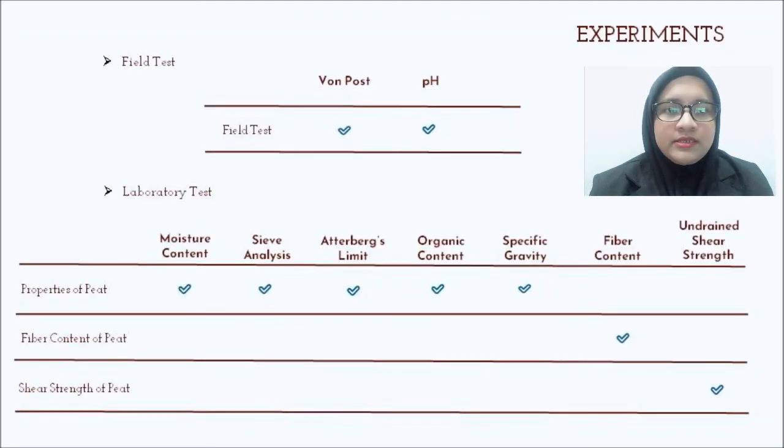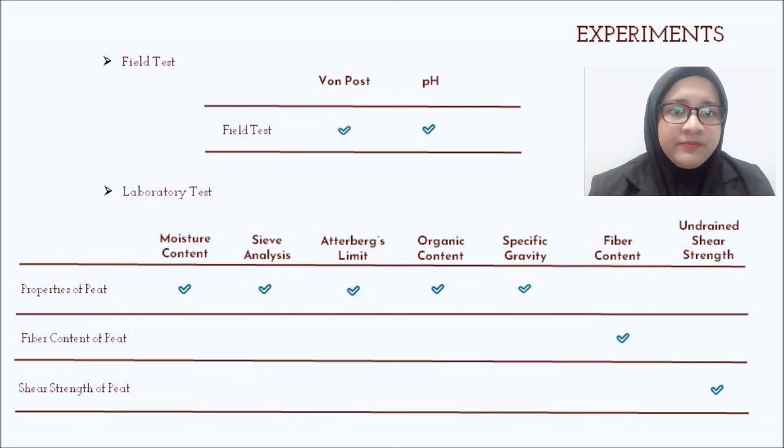Okay, these are the experiments that I'm going to conduct for this study. There are 2 types of experiments: field tests and also laboratory tests. For field tests, these tests are going to be conducted on site during sampling work, which are volume, pose, and also pH. And then for laboratory tests, there are 3 crucial things that I need to find, which are the properties, shear strength, and also fiber content.